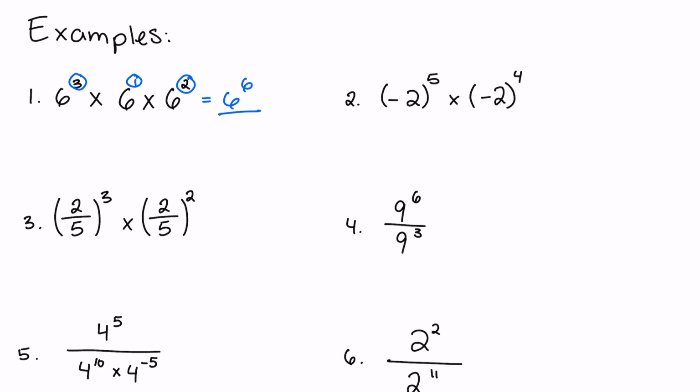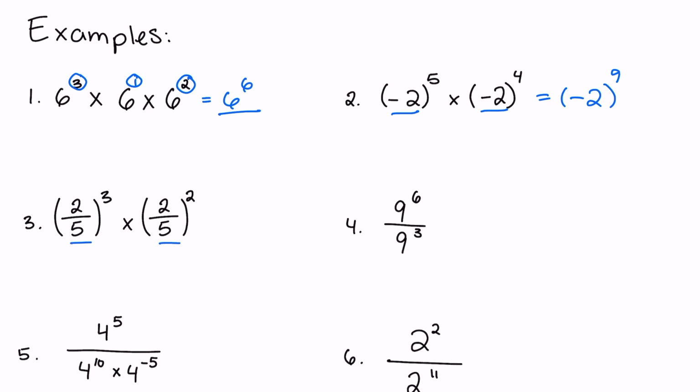Our second example also uses the product exponent law. We have the same base of -2 in both of these terms. So all we have to do is add the exponents. So 5 plus 4 is 9. So our answer is -2 to the power of 9. For our next example, we are also multiplying numbers with the same base.